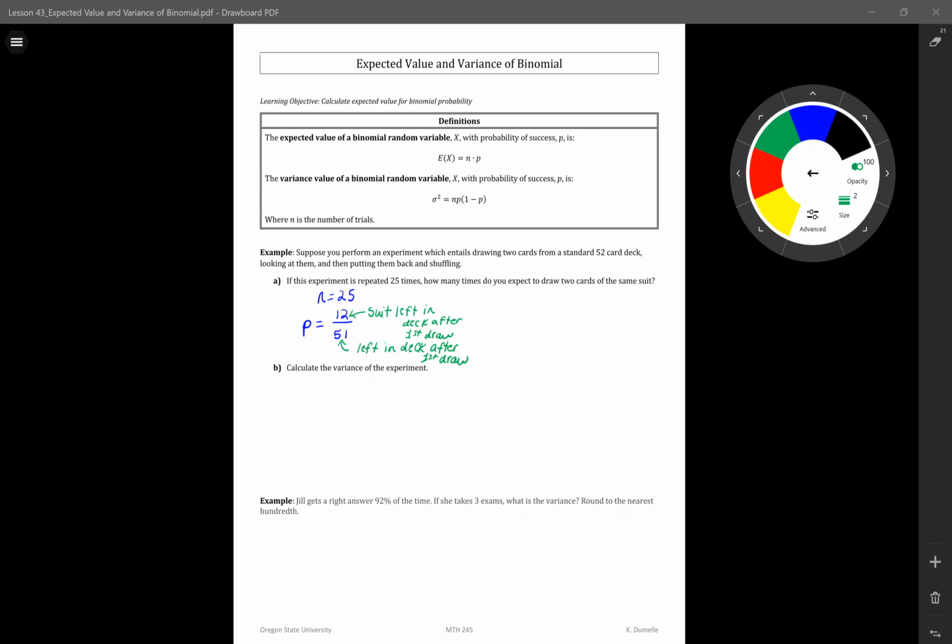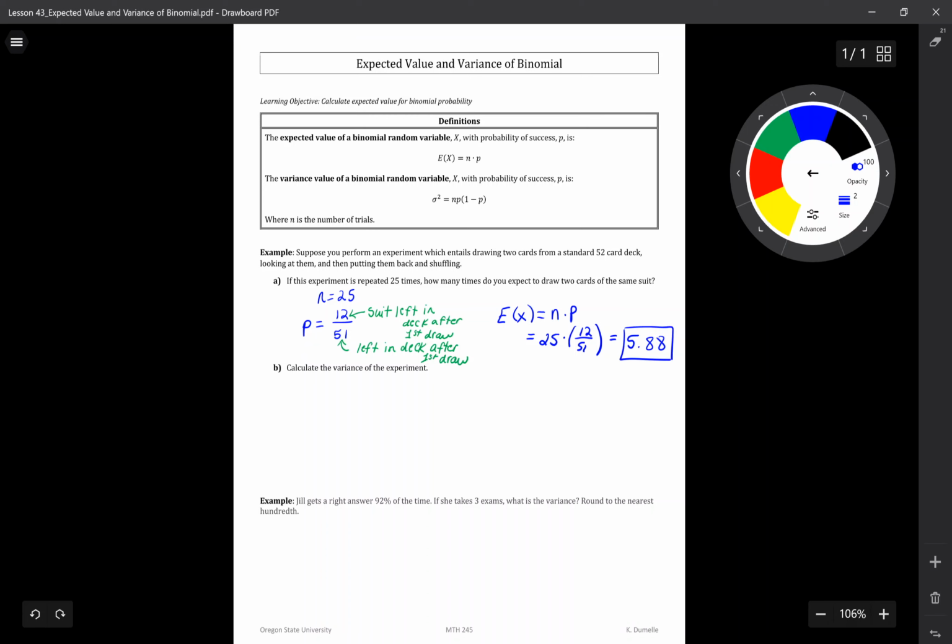So the expected value here is equal to n times p, which is 25 times 12 over 51, which is equal to 5.88. This means that almost 6 times out of 25, you can expect to draw 2 cards of the same suit.